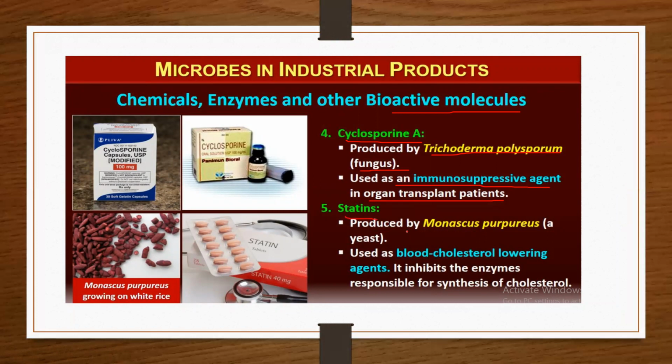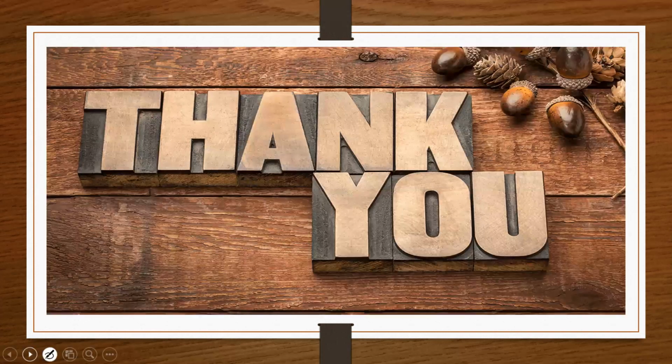So we have to take immunosuppressants lifelong. Then there are statins. Statin is produced by Monascus purpureus, which is a yeast. It's used as a blood cholesterol lowering agent, and it acts as a competitive inhibitor of the enzyme. Actually, the substrate that produces cholesterol in our body, this statin resembles that substrate, and it goes and gets attached to the active site of the enzyme, and thus cholesterol is not produced. So with this, the first part is finished, children, and I hope you must have understood. Thank you.